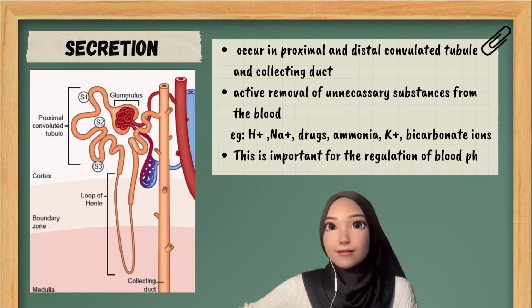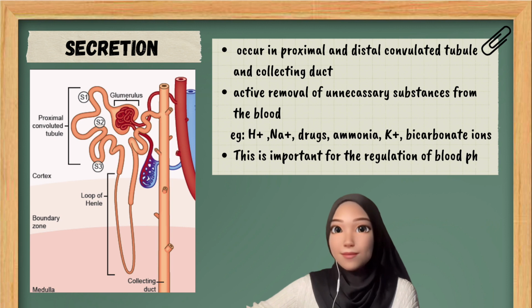Okay, now the last step of urine formation, which is the secretion process. Secretion occurs in the proximal and distal convoluted tubules and also the collecting duct. Secretion is where the active removal of unnecessary substances from the blood happens. What are the unnecessary substances from our blood? It is hydrogen ions, sodium ions, drugs, ammonia, potassium ions, and bicarbonate ions. And the reason why secretion is important is that it helps the regulation of the blood pH.